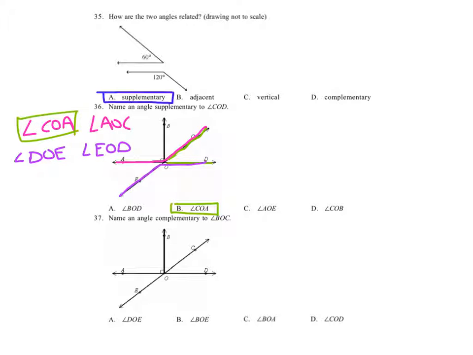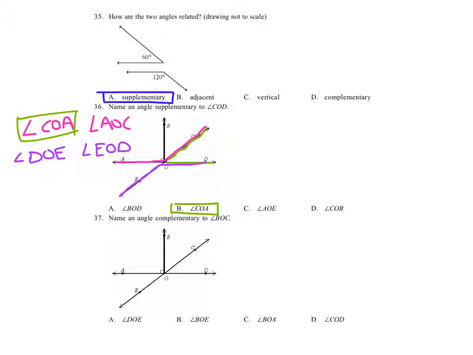So we're done. Okay. There's 2 different angles here. The pink one that I've traced out and the purple one that I've traced out. Both of those could be, and they each have 2 names. So we could have had any one of those 4 answers and it would have been correct. But okay. Now number 37, name an angle complementary to BOC.